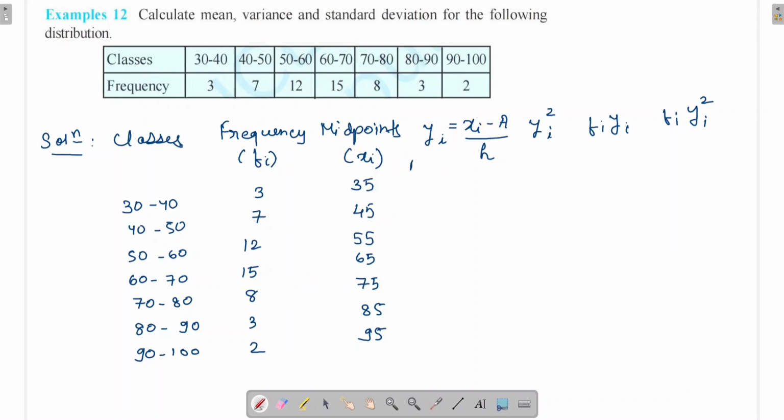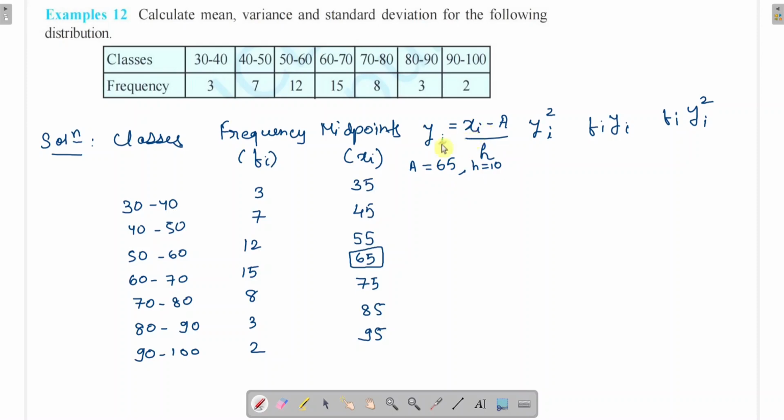The assumed mean we can take as the middle value of the data. There are how many values? 1, 2, 3, 4, 5, 6, 7. So the fourth value will be the assumed mean here, that is 65, and h is the class width or common factor, that is 10.